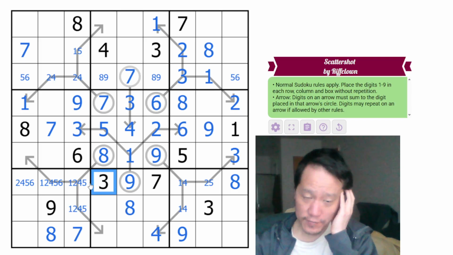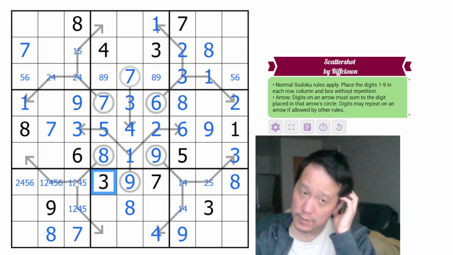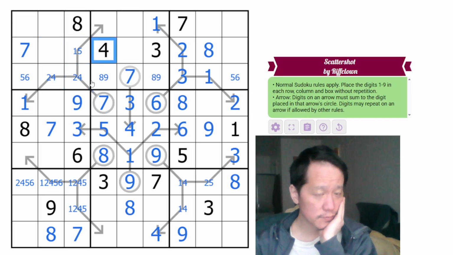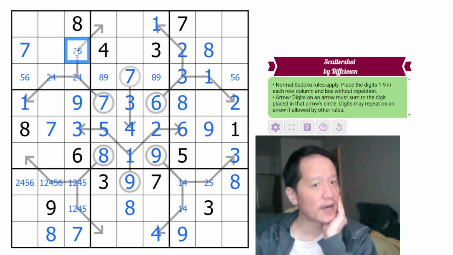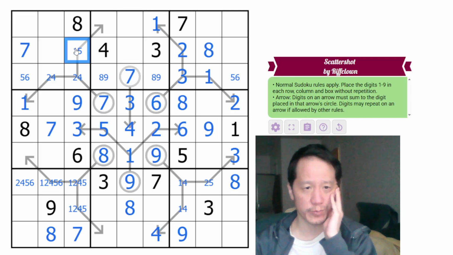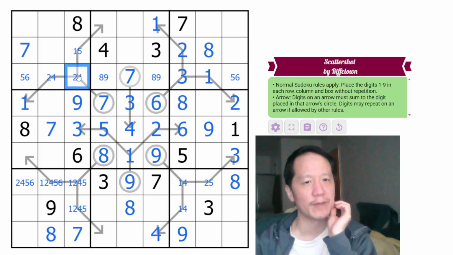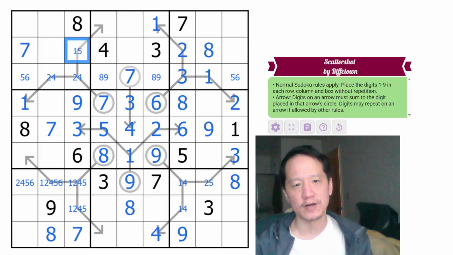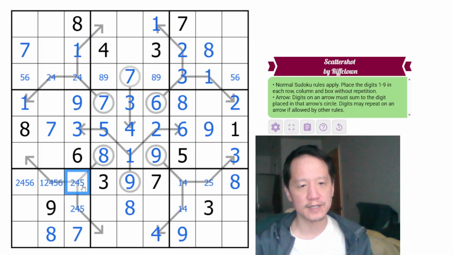Interestingly enough, this has to add up to 7. If this is 5, that doesn't work, because if this is 5, this is 2 at minimum. So that's 7 already with another digit here. So this can't be 5. This has to be 1. Which means this can't be 1. This has to contain a 5.